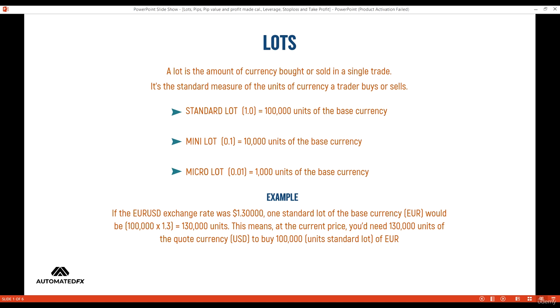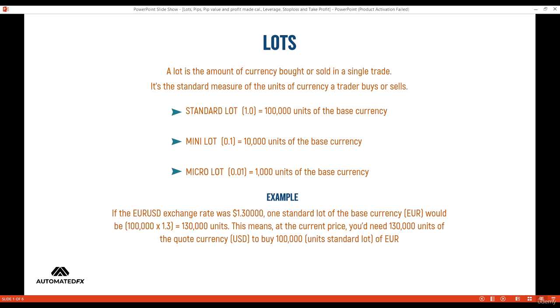As traders, we use what we call lot sizes. You might have heard a trader say, okay, I used one lot size, I used 1 point something lot size, I used this lot size and that lot size. That terminology, lots, is actually the measure of how much of the currency pair that trader buys or sells.